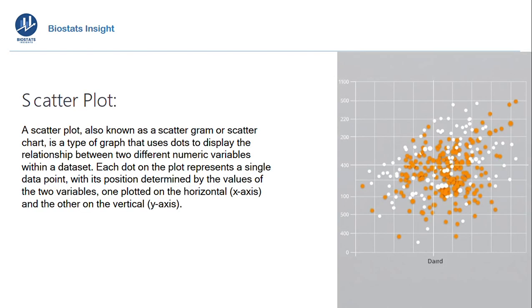Now here is the scatter plot. A scatter plot helps you to understand the correlation in a graphical representation, where each dot represents a single data point from both axes, where this is known as the x-axis and this is known as your y-axis.